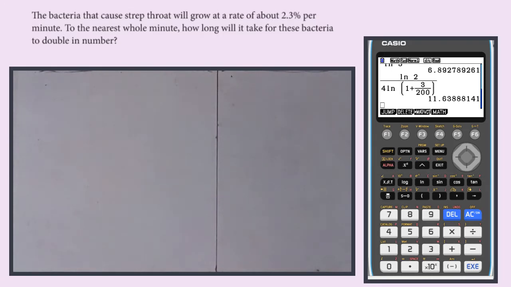You get a choice, really. You can either assume that this compound increase happens in increments, as in at the end of each minute 2.3% is added to the growth, and it happens right then and only then. It's like a discrete model effectively. So after minute 1 it'll increase by 2.3%, minute 2 it'll do it again.